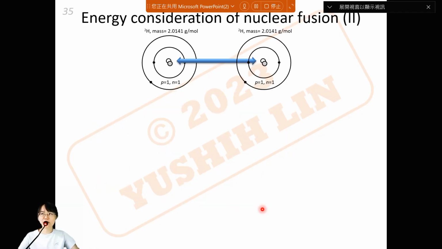So let's talk more about nuclear fusion. We talked about this when we talked about the fundamental forces last time. These are two hydrogen, H2. So we see P1N1 and P1N1. And these two atoms tend to repel each other because of electromagnetic force. We talked about this last time.